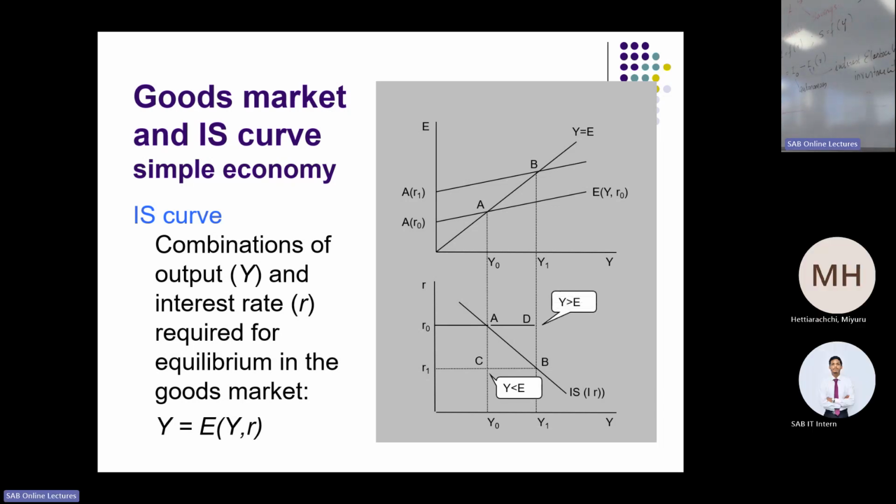We take the point D. Why? That means aggregate supply is greater than aggregate demand. So those are not the equilibrium points. If there is excess demand, normally there should be a rising income. If there is excess supply, there should be a decreasing income.